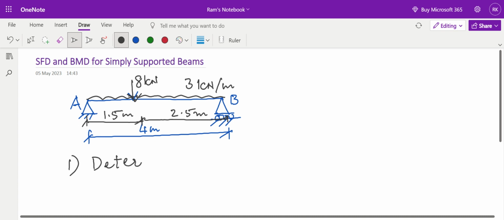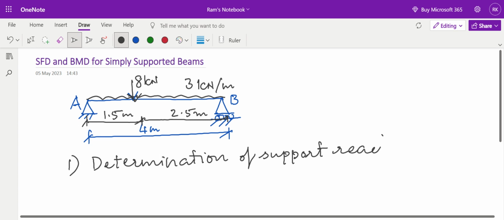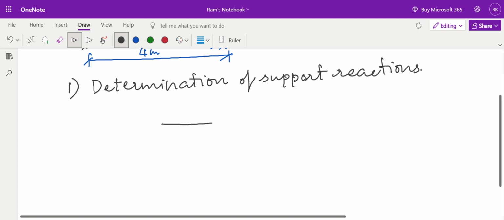How many reactions are there that we need to determine? So the first step is determination of support reactions. In our previous discussions we have seen how many reactions are possible in the case of a hinged end. We'll draw this once again. This is one of the ends that is hinged and the other end that is roller. In our previous lectures, we have seen that the hinge support will offer two reactions.